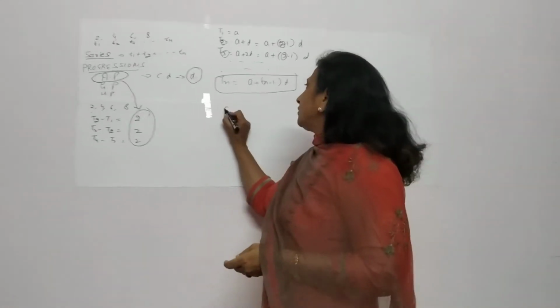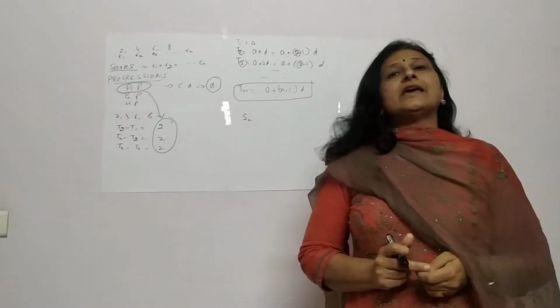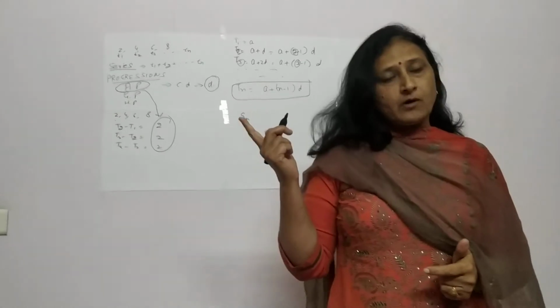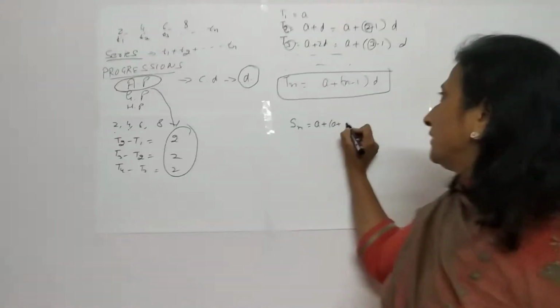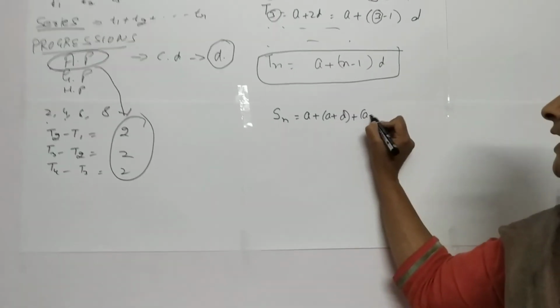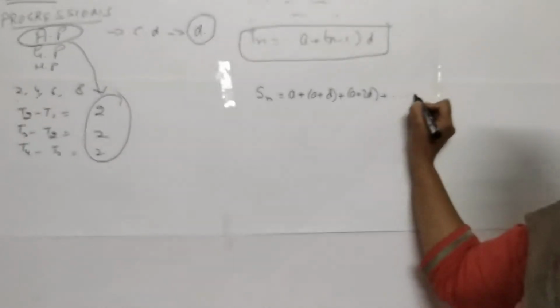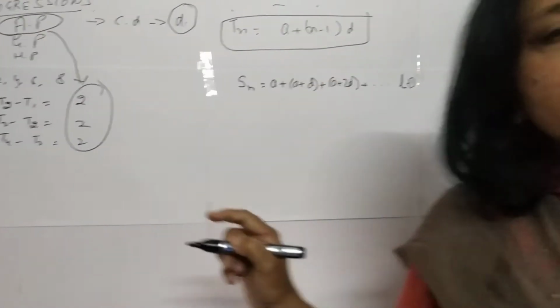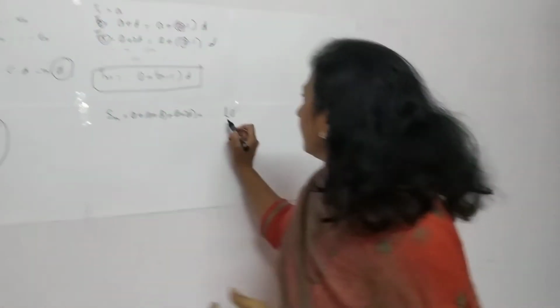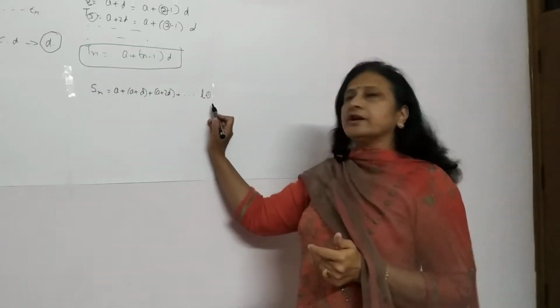Say, Sn denotes the sum of n terms, and let us say A is the first term and L is the last term, and say D is the common difference. So, how to find the sum? Let us say it is the sum of the terms A plus (A plus D) plus (A plus 2D). Likewise, continuing like this, it is up to L, where L is the last term. Now, rewriting it in the reverse order, L should be written first and A should be written last.